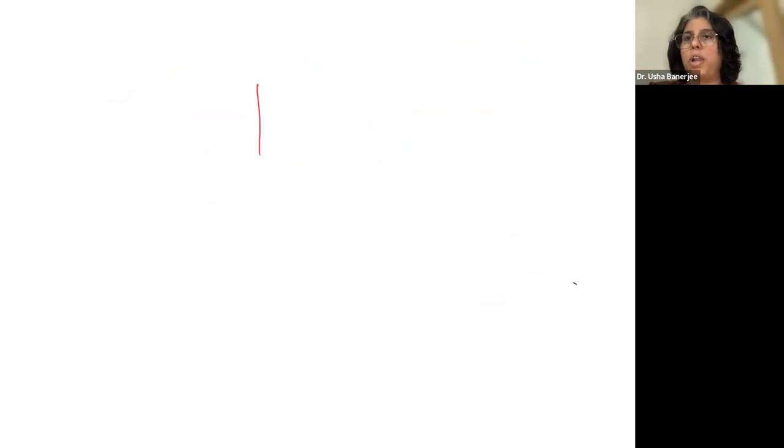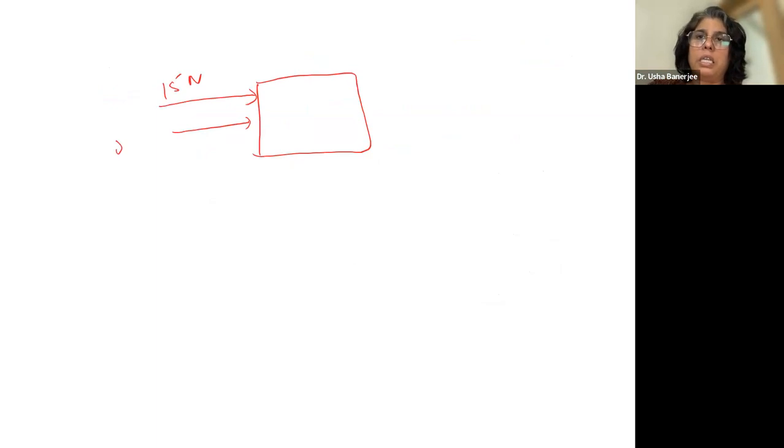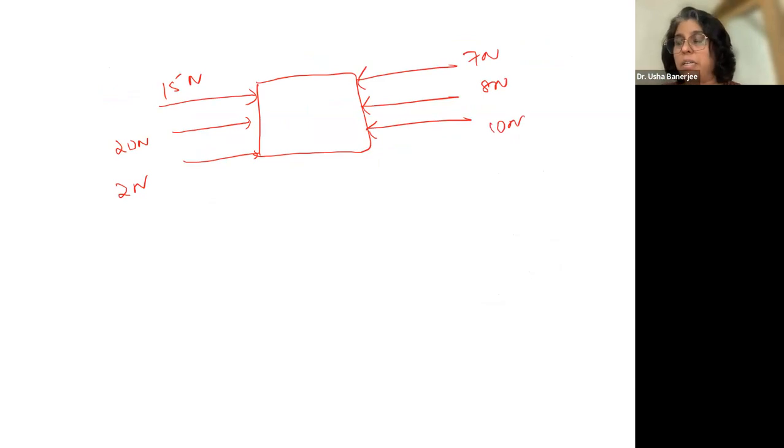Clear? So this is how you can understand whether an object will move or not. One more small example. Say this is 15 Newton. This is 20 Newton. This is 2 Newton. And here I have got 3 again. Let's say just random examples. 8 and 10. Calculate the resultant, and also mention the direction. You always have to mention the direction of movement of the object.